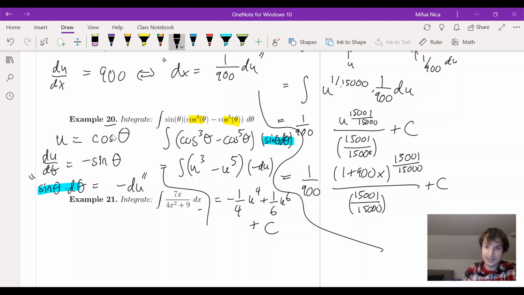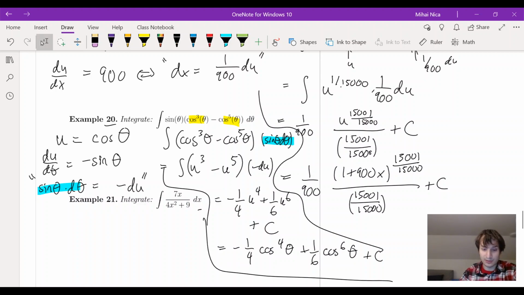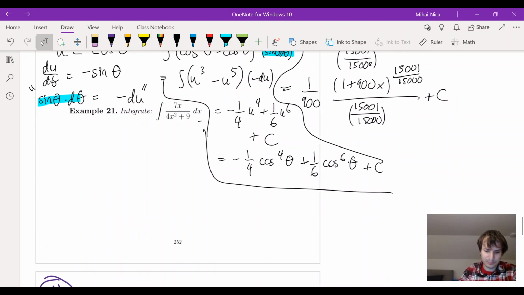So there you go. That's the answer: minus a quarter u to the 4 plus 1 over 6 u to the 6 plus c. That's the integral, and then we'll put in what the cosine was. Minus a quarter cosine to the 4 of theta plus 1 over 6 cosine to the 6 of theta, plus c. Perfectly fine answer. Okay, so this one I think you could have done almost as well with just reverse chain rule, but again, some of the calculation is automatically done for you in substitution.